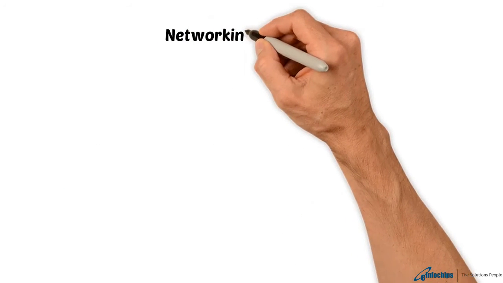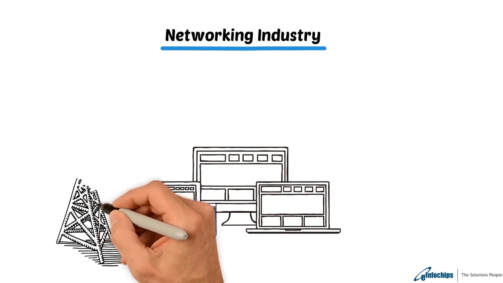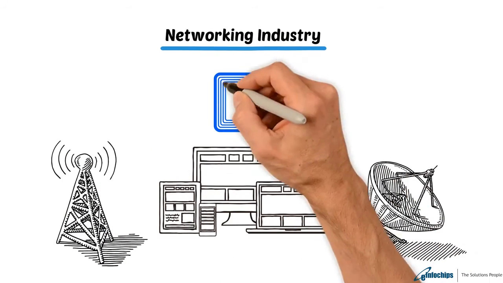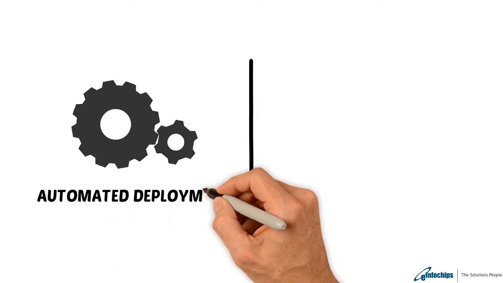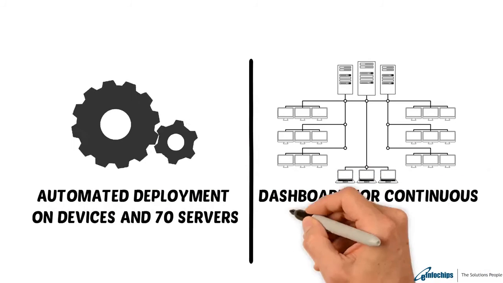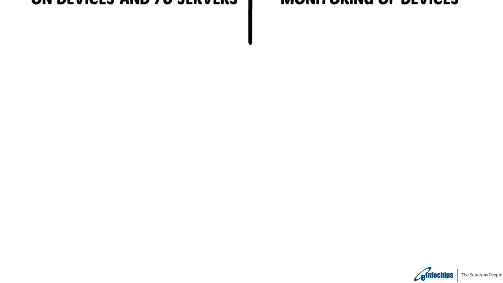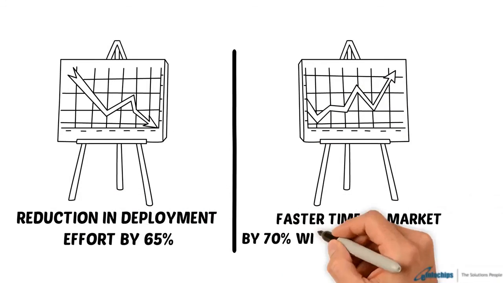As the popularity of DevOps in networking rises, eInfochips worked with a networking giant who was faced with the challenge of long release cycles due to manual deployments. Our team helped the client in automated deployments on devices and 70 servers along with a dashboard for continuous monitoring of devices. This led to reduction in deployment efforts by 65%.